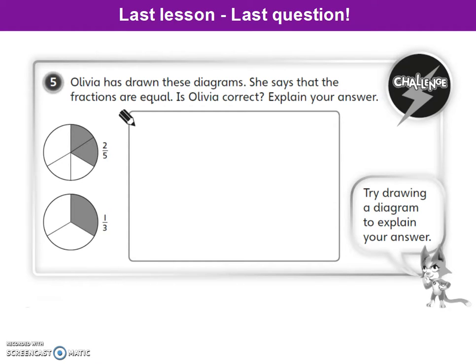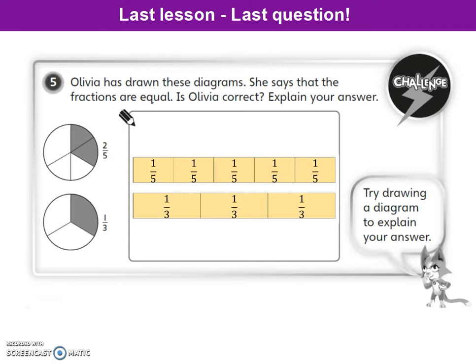and by drawing a diagram of this I can see more clearly. And here you can see that I've drawn my bar model to show fifths. Each one of those 5 parts is equally distanced, and that means it's 1/5, and the second bar model is split into 3 equal parts to give us thirds. So now we're looking at this idea of 2/5 and 1/3. We know that I've got a bar model showing fifths, we know that I've got a bar model showing thirds.